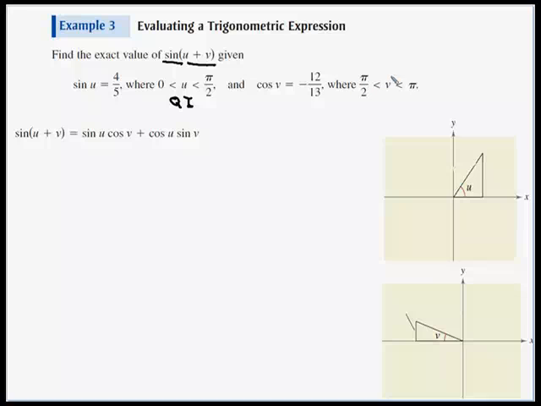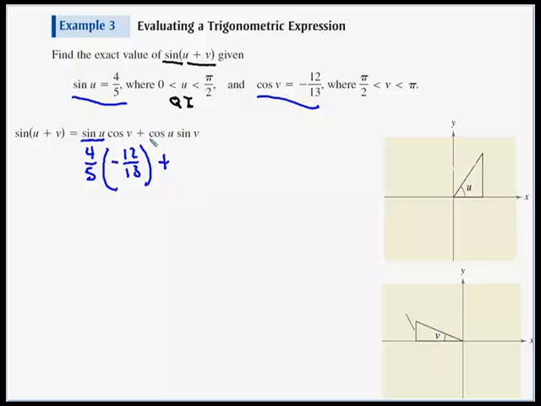So if we try to go to our formula right now, the sine of the sum is sine of the first, cos of the second, plus cos of the first, sine of the second. Well, the sine of u we have is 4/5, so this sine of u is 4/5, times the cos of v. Well, cos of v is right here, negative 12/13.